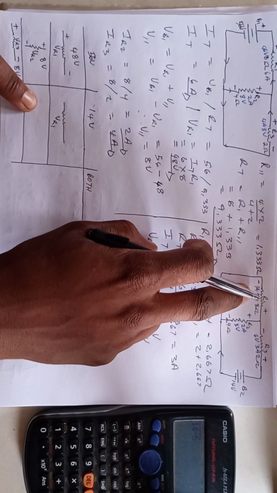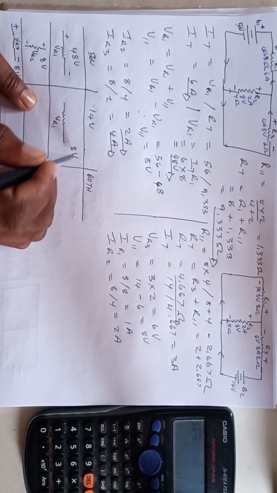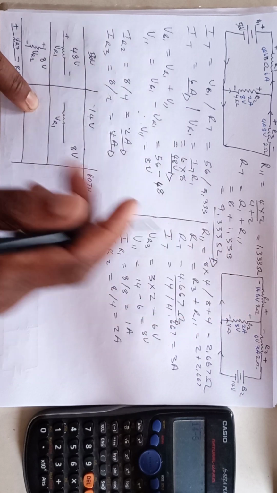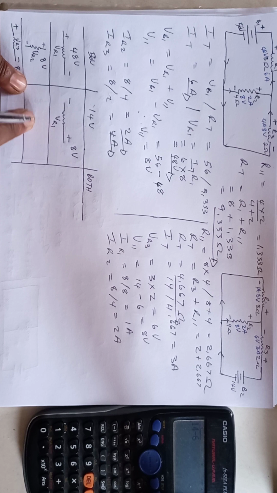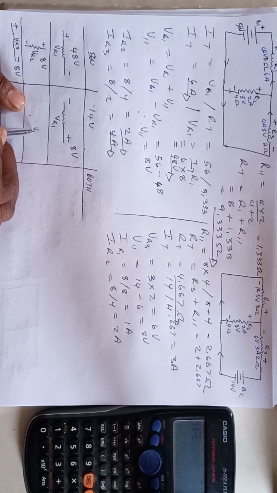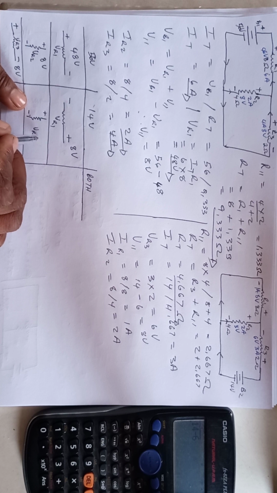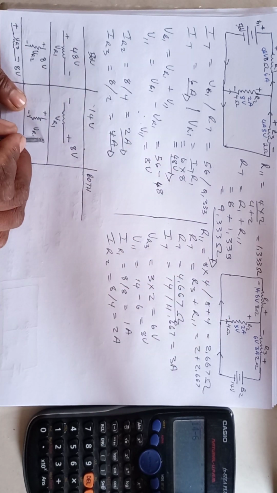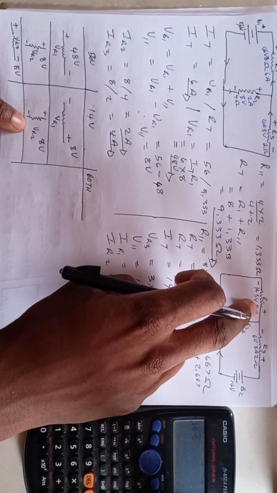We figure that VR1 is 8 volts, but what is the polarity? This side is negative and this side is positive. And then we come to VR2. Let's draw that resistor as it appears. And what is the polarity there? Negative and positive. And what is VR2? VR2 is 8 volts.